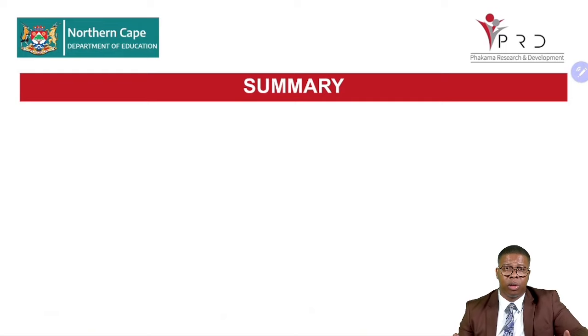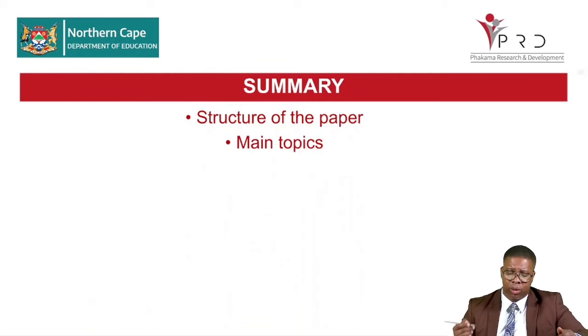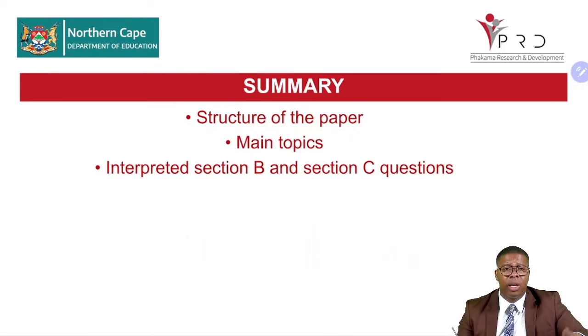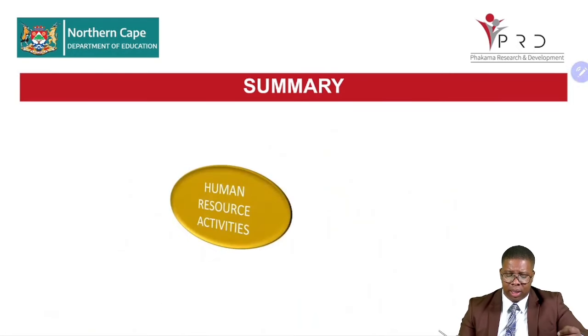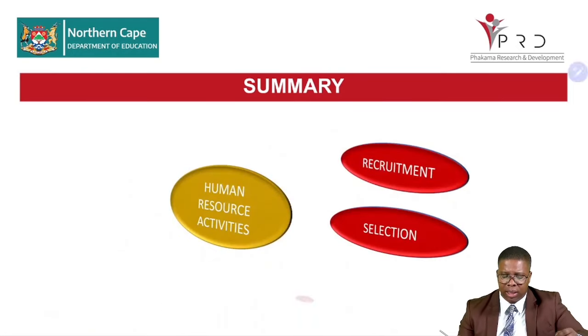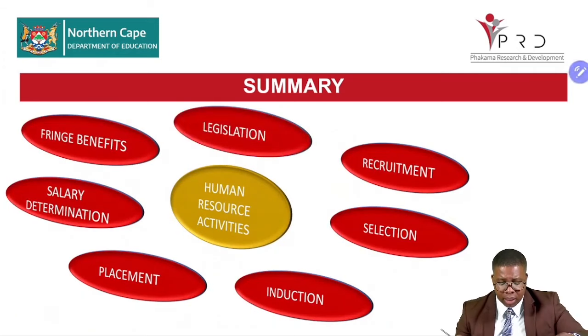We looked into TQM, we looked into quality of performance, and now we are looking into the summary. Remember, we started with the structure and we looked into the main topics, and we have done a serious interpretation of section B and section C questions. Then we looked into the activities as well to say these are the human resource activities, and I showed you how they can be assessed.